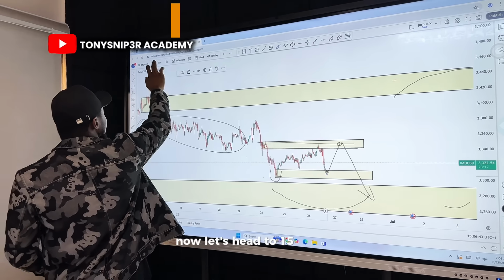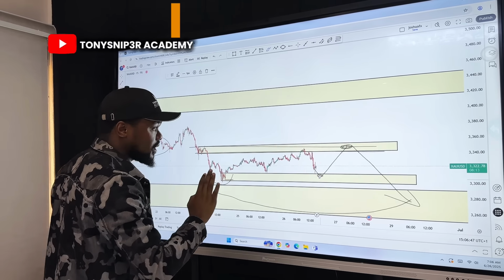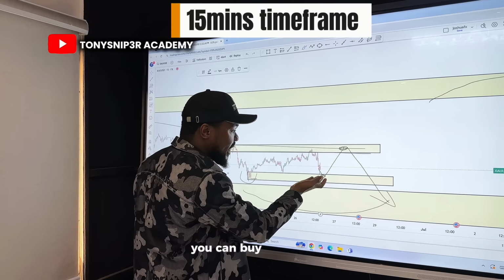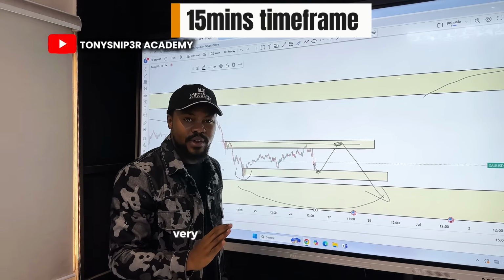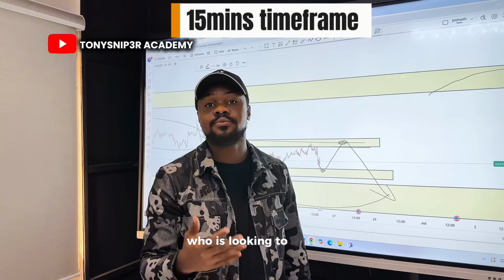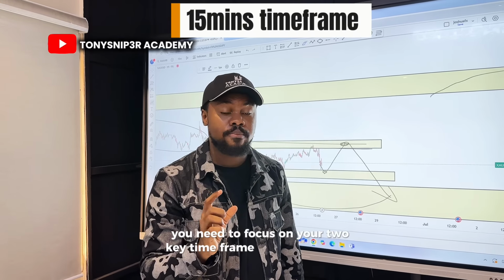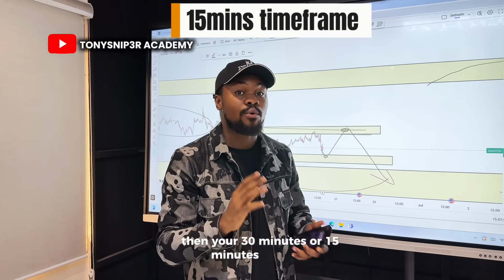Now let's head to the 15 minutes time frame. On the 15 minutes time frame, it's as simple as your 30 minutes time frame, the same thing. You can buy at this level, wait for the market to come back to this point, then you sell. Very simple. As a trader who is looking to make money in the market, who is looking to be very profitable, you need to focus on 2 key time frames: your 4-hour time frame, then your 30 minutes or 15 minutes for entry.